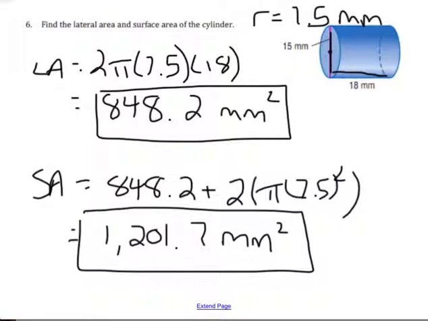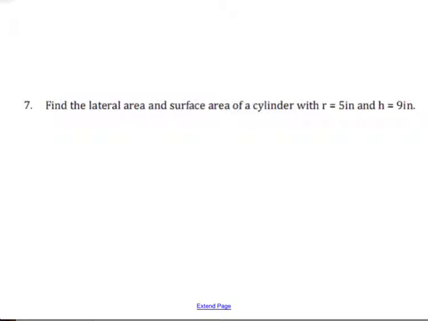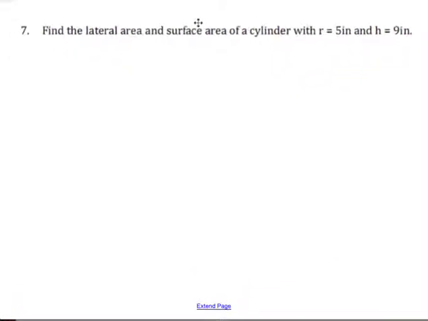Now let's take a look at a couple more examples here. So this is actually number 2. I don't know why it says number 7, but hey, it makes you feel like you got farther, right? Okay, so let's go ahead and take a look at this. Find the lateral area and surface area of a cylinder with 5 inches and 9 inches.